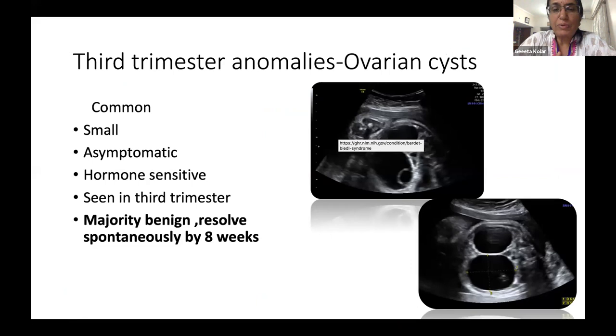Another common abnormality that we pick up in the third trimester is ovarian cysts. Generally, they are small, less than 6 centimeters. They will be asymptomatic. They develop because they are hormone sensitive. The majority are benign and resolve spontaneously by 8 weeks. So we do not offer any other management, only follow up for about 18 weeks when you find these ovarian cysts.